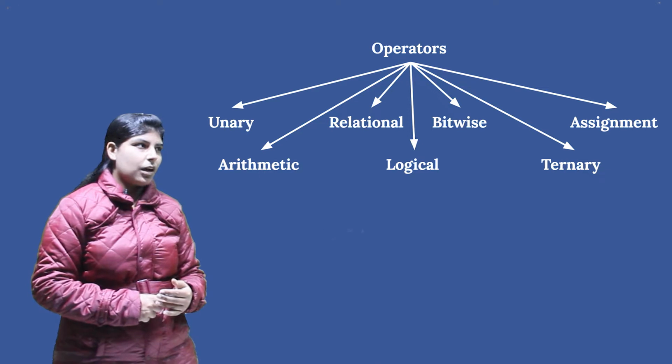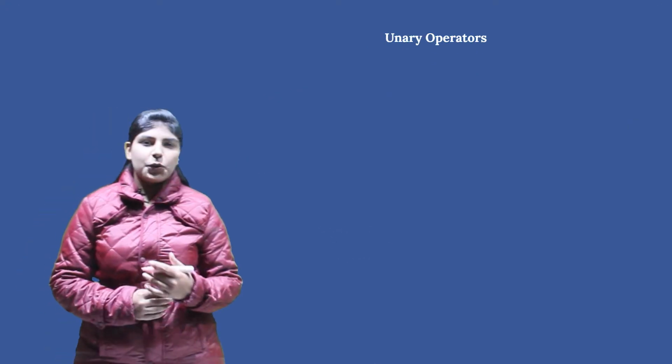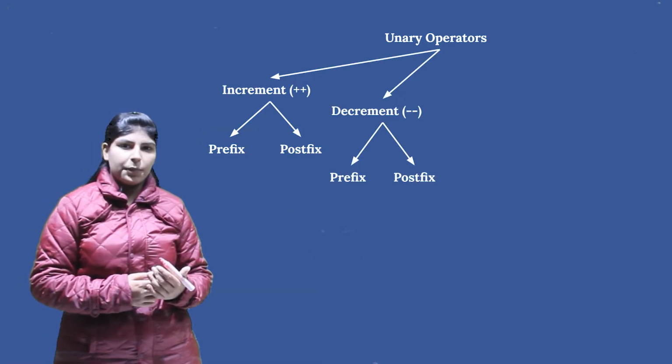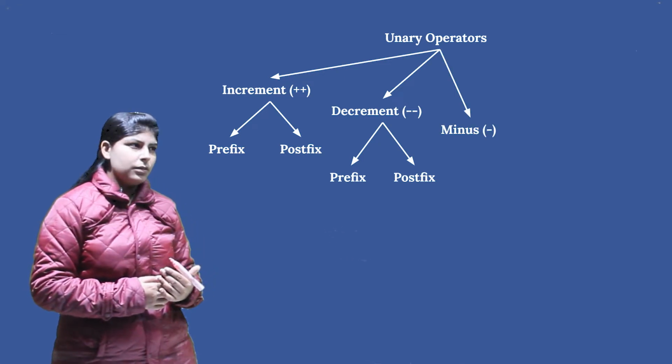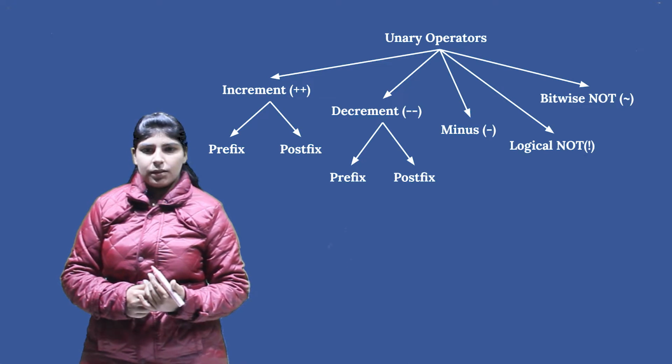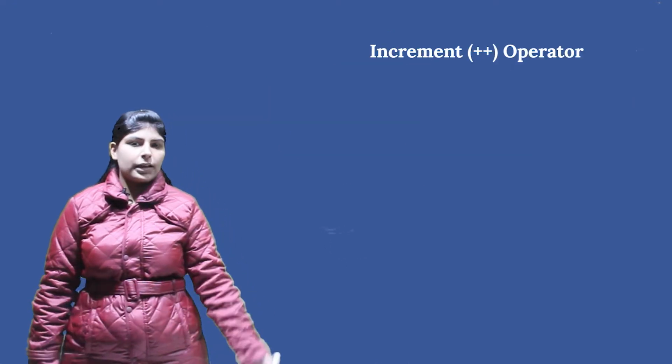So let's first start with the unary operator. Unary operators are those operators which take only one operand. In unary operators, we have increment operator, decrement operator, minus operator, logical not operator, and bitwise not operator. So let's first start with the increment operator.